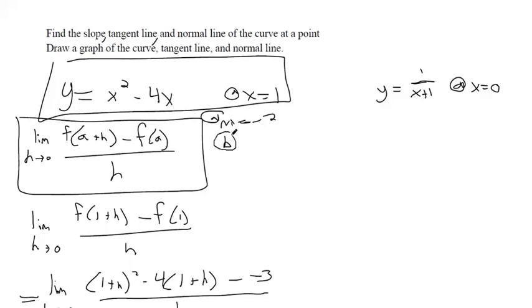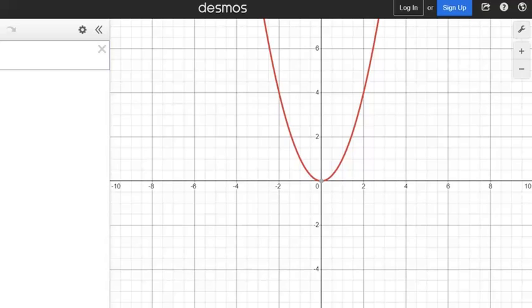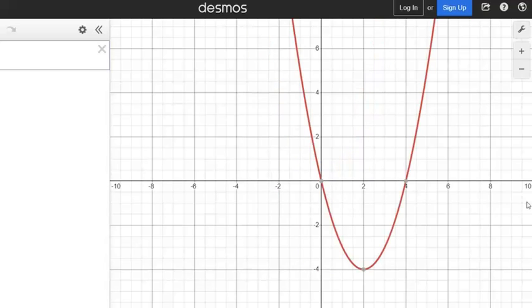Part B, we need to find the y equals mx plus b of that tangent line that I graphed for you. And let's do this last part of the instruction. Draw a graph of the curve, tangent line, normal line. So x squared minus 4x, if you're not sure what that is, let's go to Desmos. x squared minus 4x. The graph looks like this. I got it typed in, okay.